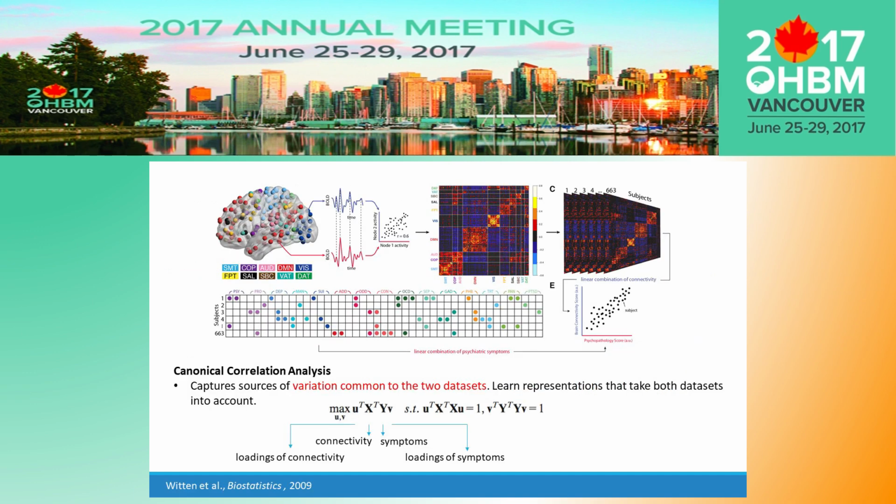Then we constructed a functional adjacency matrix for each of these subjects by applying the Jonathan Power 264 node system, which comes with the a priori community assignment, which is the network affiliation of each node. Now the goal here is to find linear combinations of these functional connectivity features that are maximally predictive of linear combinations of the psychiatric symptoms. One way to do this is sparse canonical correlation analysis, which is an unsupervised learning technique that seeks to capture sources of common variation that are shared across these two high dimensional data sets.